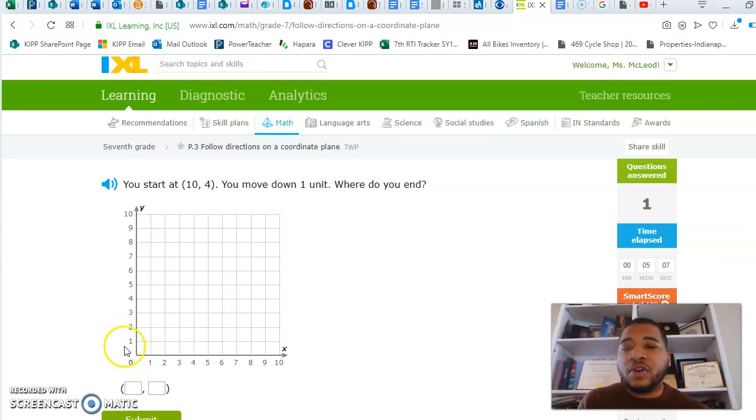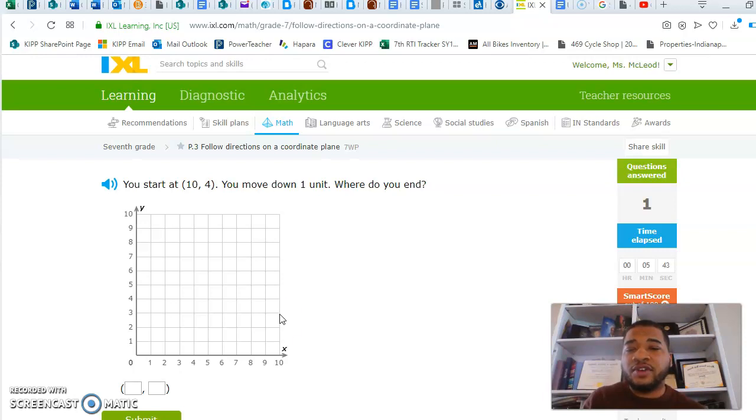It says you start at 10, so I know I'm moving left or right first, so I'm moving right. I'm going to 10. And then it tells me to go to 4. So I'm going to go up to 4. So here I am at 10, 4. It says to move down 1 unit. So I'm literally just moving down the Y 1 unit. So what is my new coordinate, or where do I end? So I know my first number is 10. I only moved down 1 from 4, which is 3.